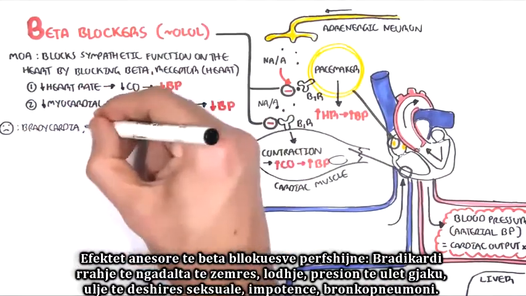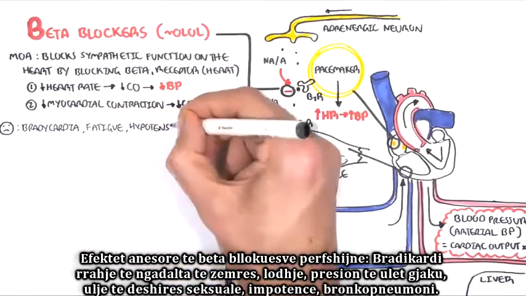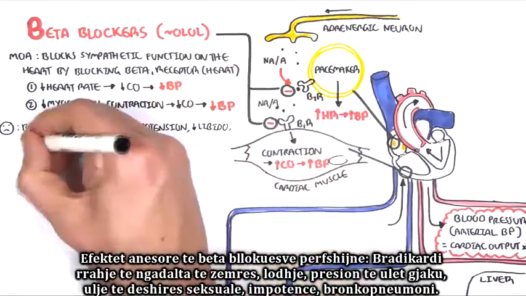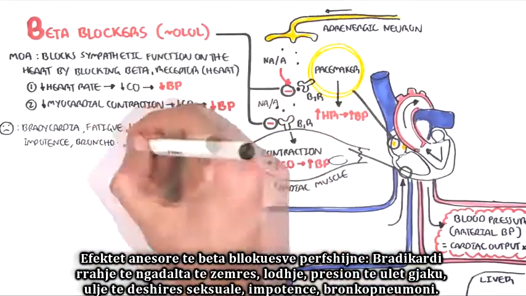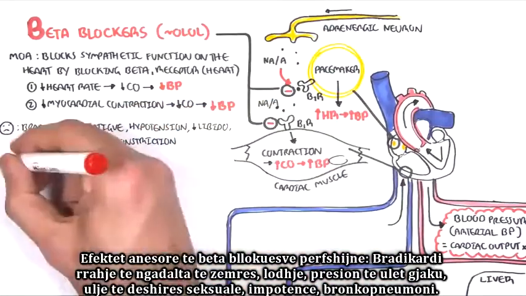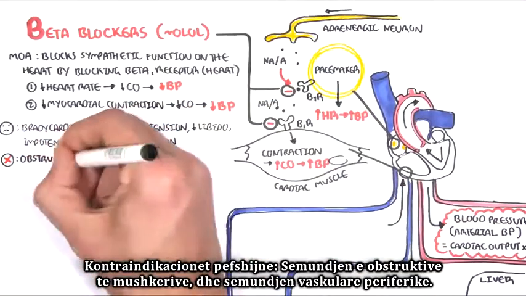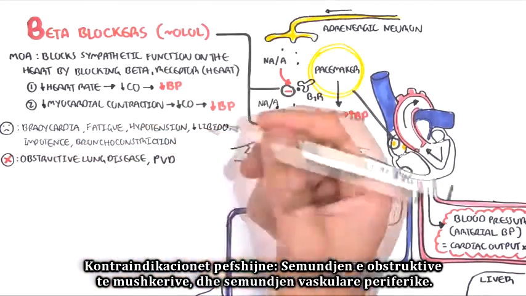Side effects of beta blockers include bradycardia, fatigue, hypotension, decrease in libido, impotence, and bronchoconstriction. Contraindications include obstructive lung disease and peripheral vascular disease.